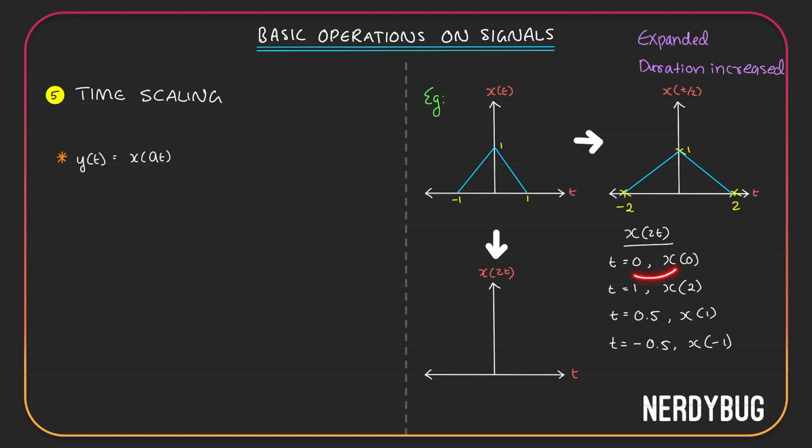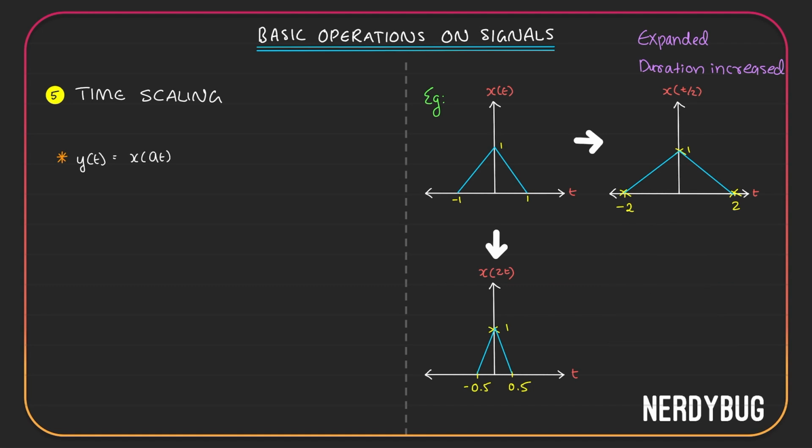So x of 0 is still at 0, so I can mark that point. It is still at 1. Now, where does x of minus 1 come at? X of minus 1 is going to come at minus 0.5. So I will mark minus 0.5 here. And where is x of 1 coming? X of 1 will come at 0.5. I need to mark 0.5 as well. To get the entire signal, I'll just join these points. And this is what we get.